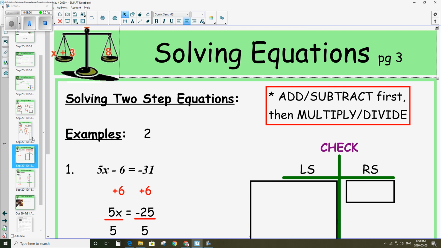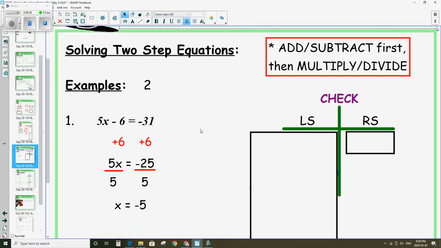All right, for the second part, I have three examples for solving two-step equations and then checking your work to make sure that your answer is accurate. And what you want to do is you want to add and subtract first, and then multiply and divide for two-step questions. All right. Okay, so I've got the first one already revealed here. We're going to add and subtract first.